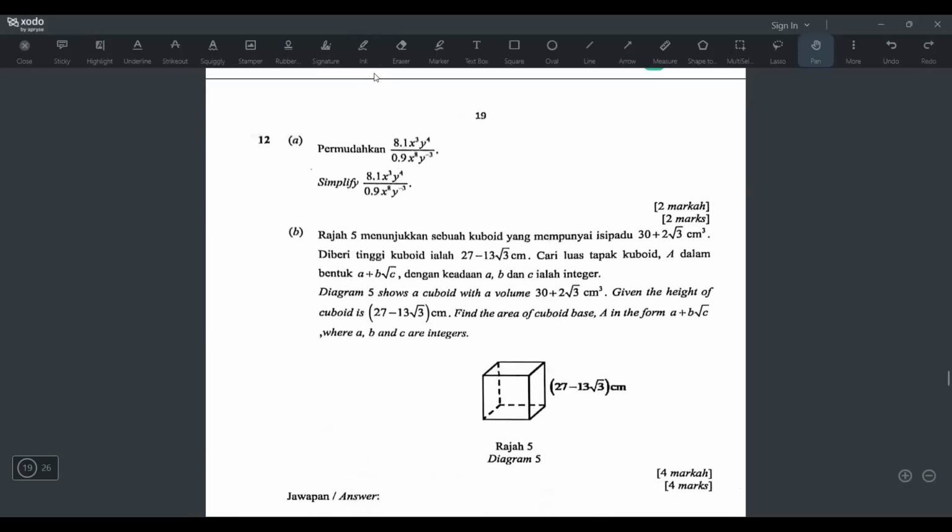Okay, let's continue. This is number 12. Okay, this looks like an indices and logarithms question. Because for question A, I see a power like this, right? So this is definitely an indices question.